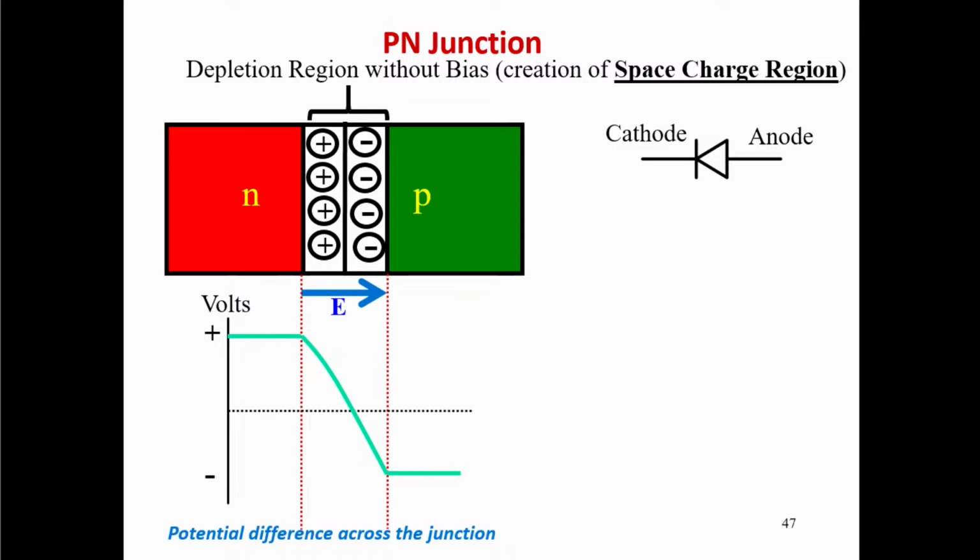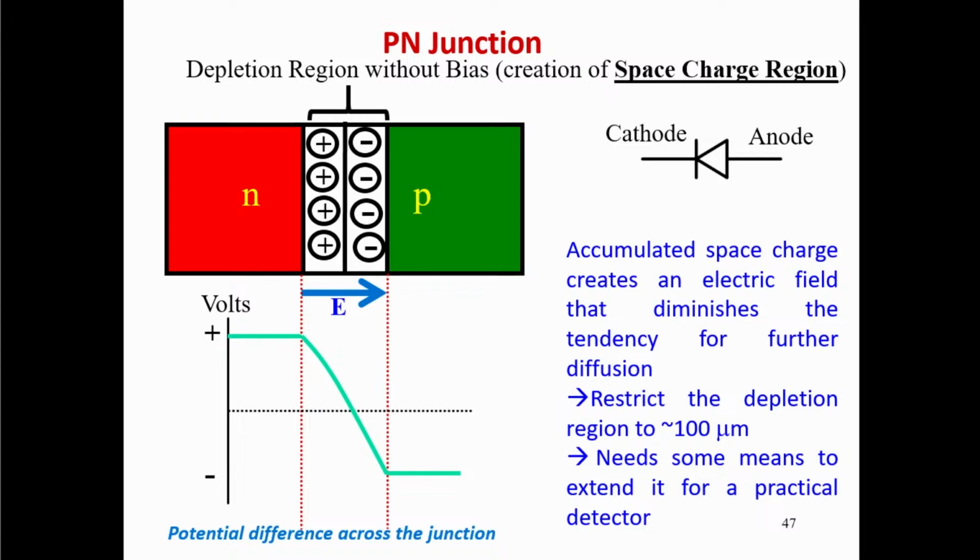Why do they not spread? Because this space charge is static, it no longer allows further holes to move towards this side, and it no longer allows further electrons to move to this side. So they do not spread further, and there must be some mechanism to extend it to make a practical detector. Otherwise, this depletion region is only up to the 100 micrometer kind of dimension.